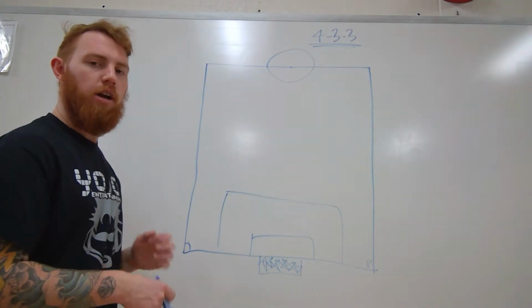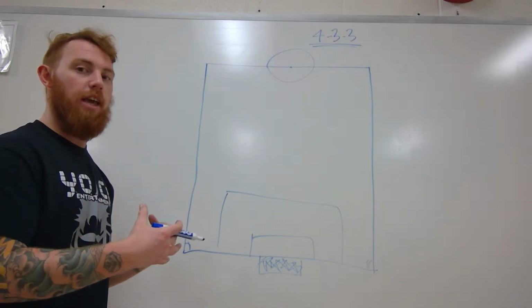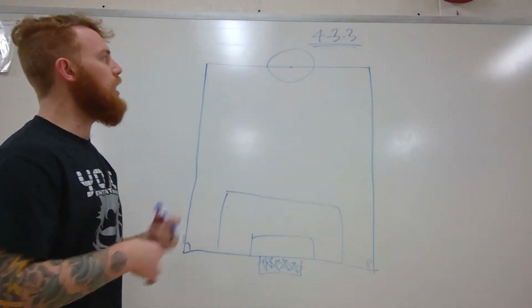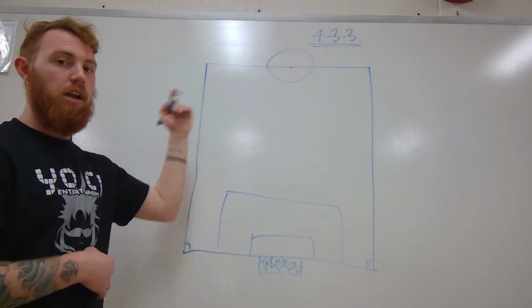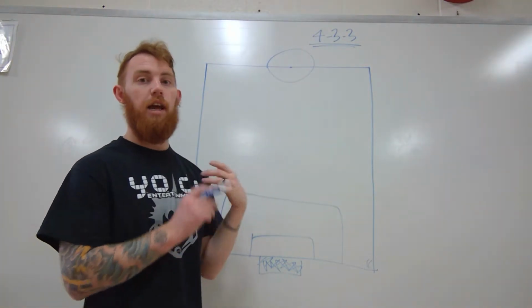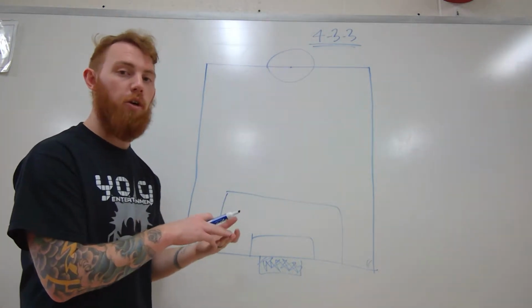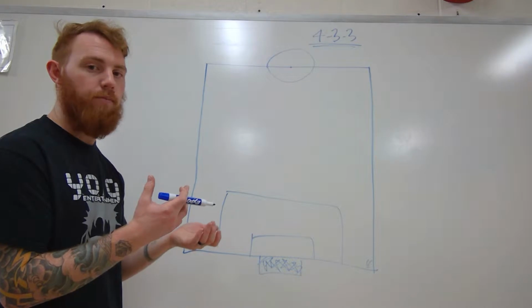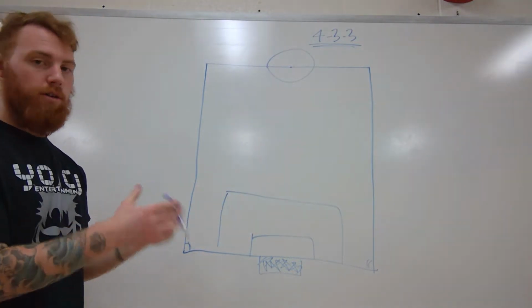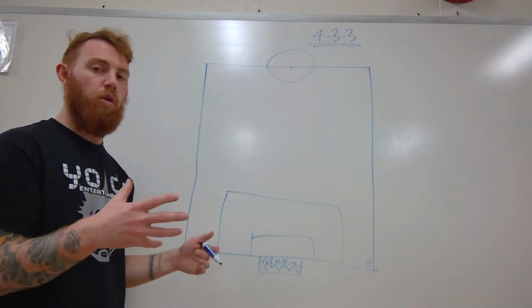Every time you go into coaching lingo or you get more advanced into the game, you want to know the formation. The formation is always done in number form, because the first number is how many defenders you have, the second is how many midfielders, and the third is how many forwards you have. And you know that we always have 11 players on the field in a regular game of soccer.